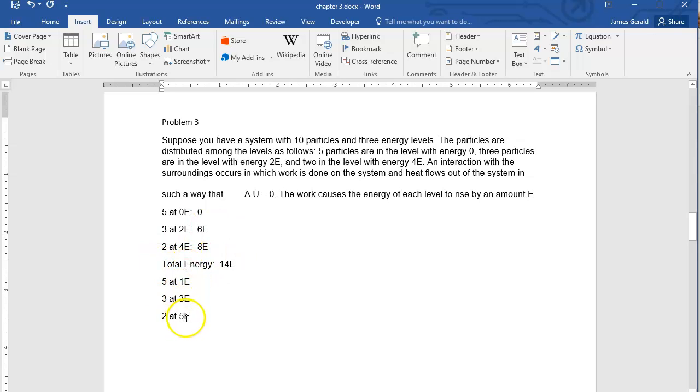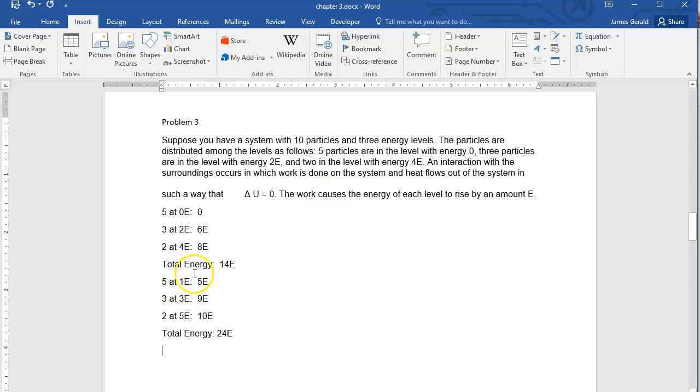We've added a bunch of energy here, right? Because how much energy do we have here? This is 5E, this is 9E, and down here we have 10E. So we've got a total of 24E of energy, and we've got to somehow shed 10E. We've got to get rid of 10E of energy through heat.